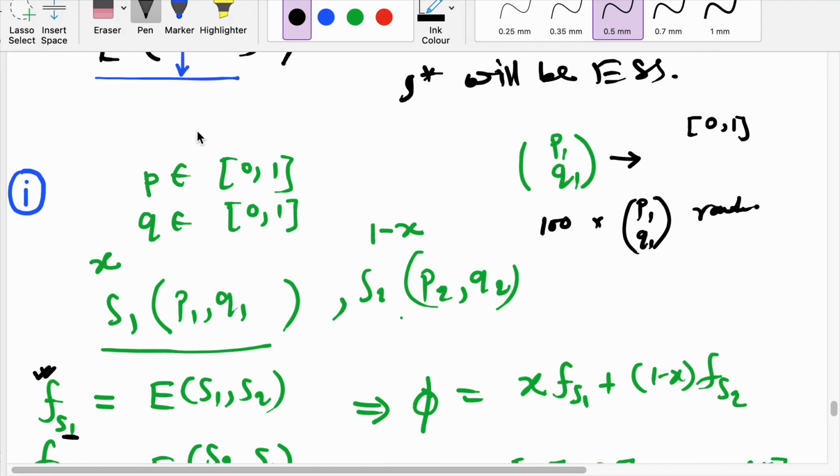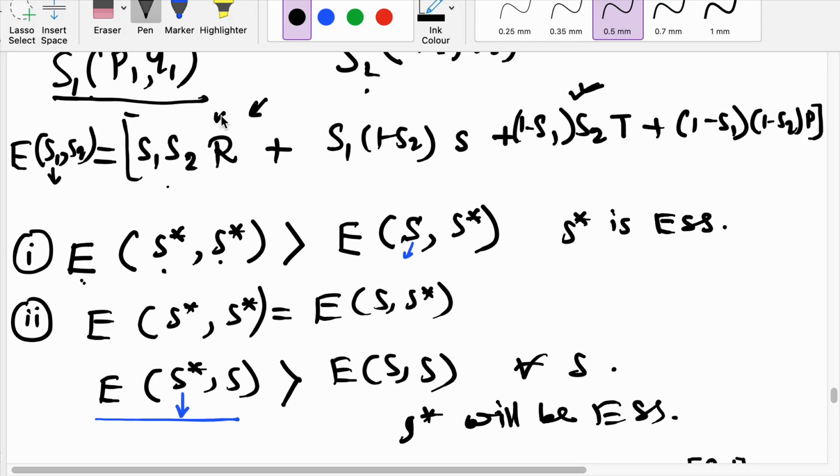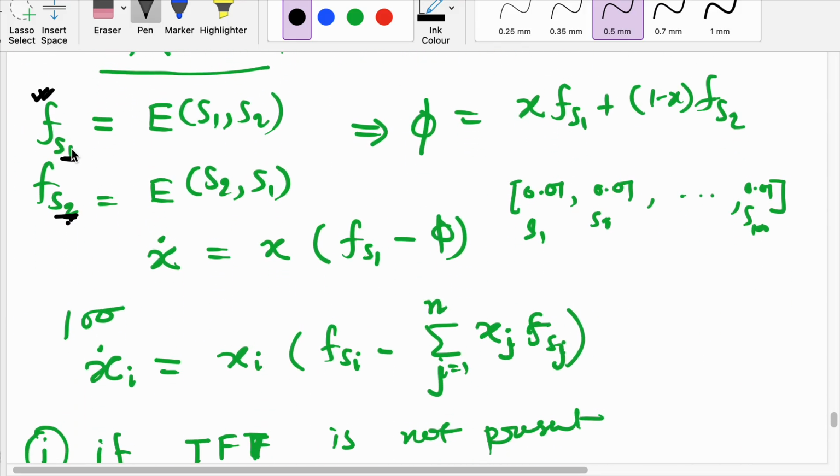Then we can calculate, using this formula, what will be her payoff, which means her fitness, or expected payoff, meaning this fitness. Now after getting this, we can calculate the average fitness, and then I can easily write the replicator dynamics.